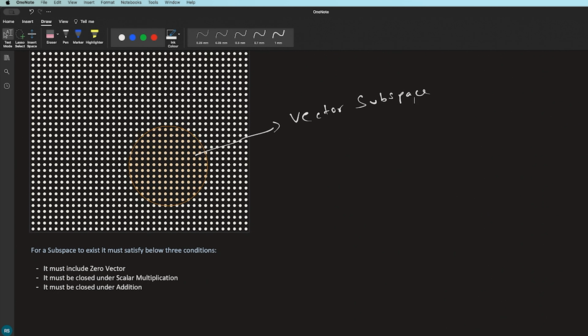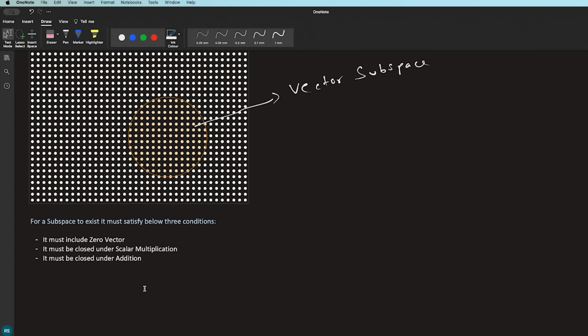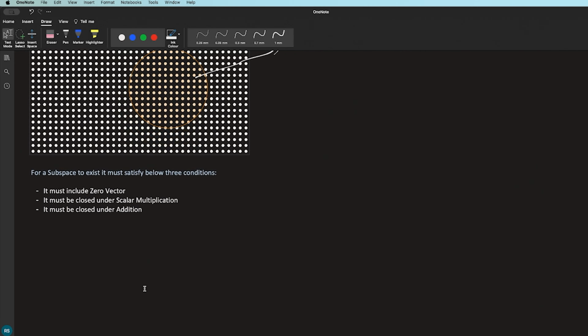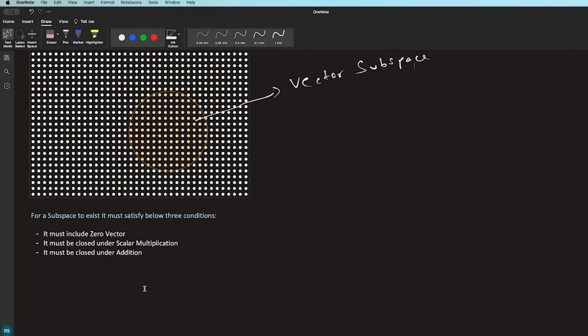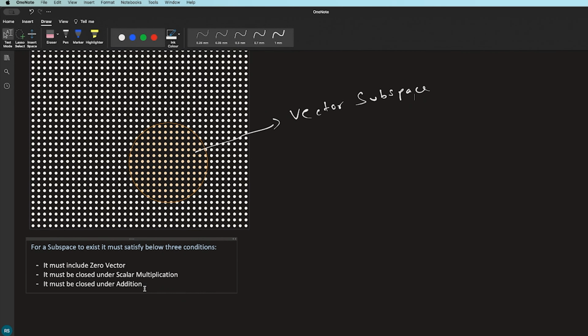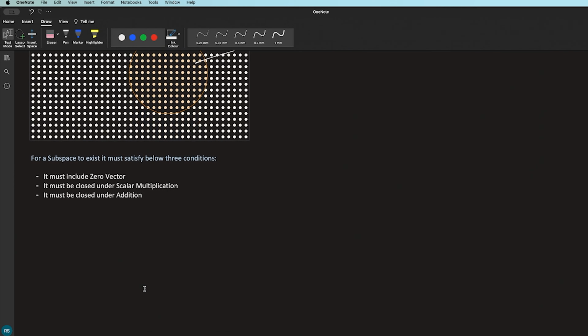Now, for this subspace to exist, it must satisfy three conditions. You can see I have written these three conditions. It must include a zero vector, it must be closed under scalar multiplication, and it must be closed under addition. But we have to mathematically prove these three conditions. Once we prove them, we can say that this subspace is a part of the vector space and is a valid subspace. First of all, I will start with the second condition.